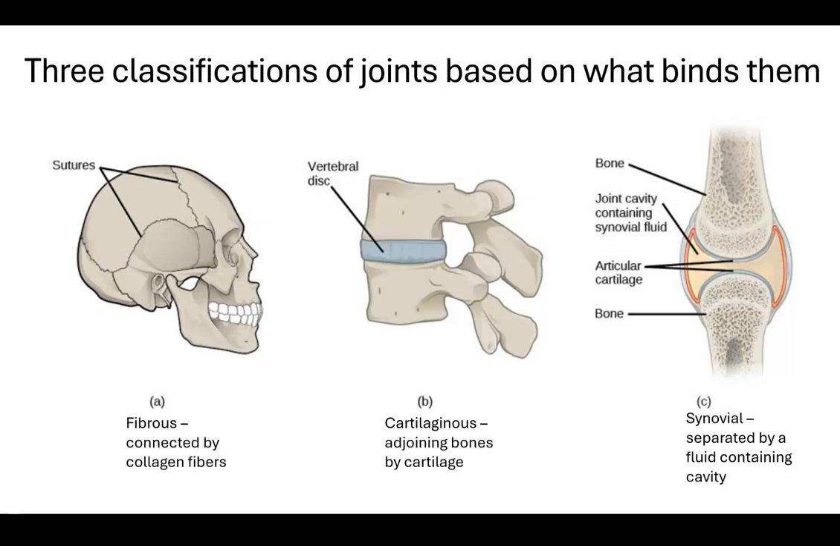We can classify joints with three types of classifications based on what binds the joints together. Again, remember, a joint is just where two bones meet, and those two bones can meet with different things joining them together. The first kind is called a fibrous joint. These are connected by collagen fibers. These are largely immovable.